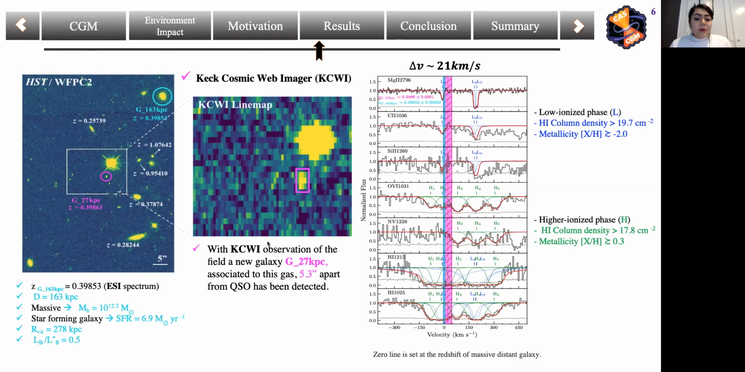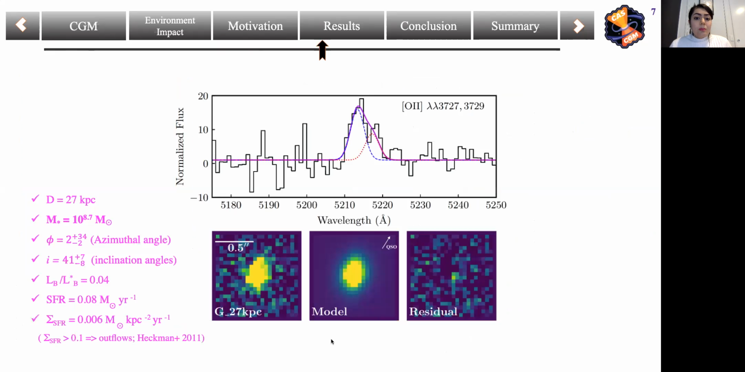Here is the KCWI line map centered on O II at the redshift of this newly detected galaxy, which is highlighting this dwarf galaxy. We have also modeled the image and emission line of the dwarf to study the properties of this galaxy, like its star formation rate and orientation. Given the low star formation surface density of this object, we do not expect significant outflows from this target.